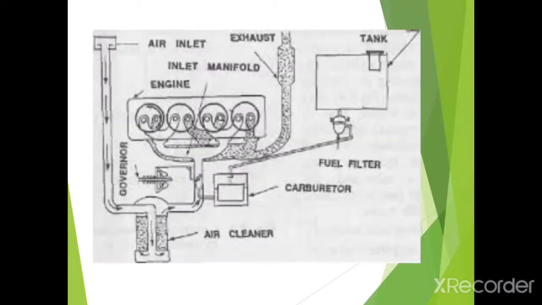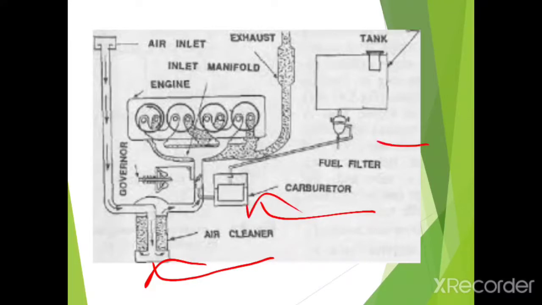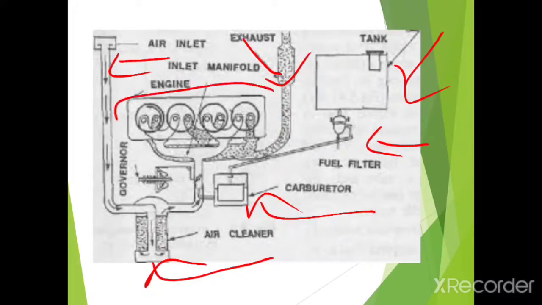This is the diagram for the fuel supply system in petrol engine. First, this is the air cleaning system here. Then this is the carburetor, then this is the fuel filter, then this one is the tank, here is the exhaust manifold, and here is the inlet air manifold. Then this is the engine, and this is the governor, to control the speed and the overall mechanism.